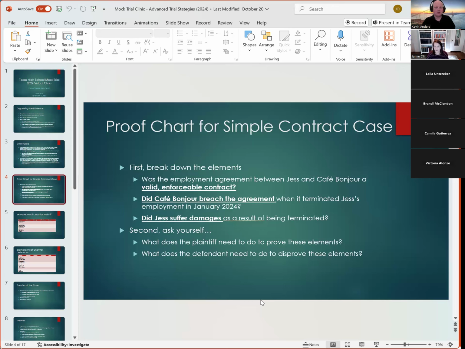And so Kevin is absolutely right that you do need to think in terms of, okay, we're breaking down the case, we're figuring out how to prove all these elements, but let's also tie it in to what the jury is eventually going to be seeing by the end of the case. And so it's really helpful to be able to do that.